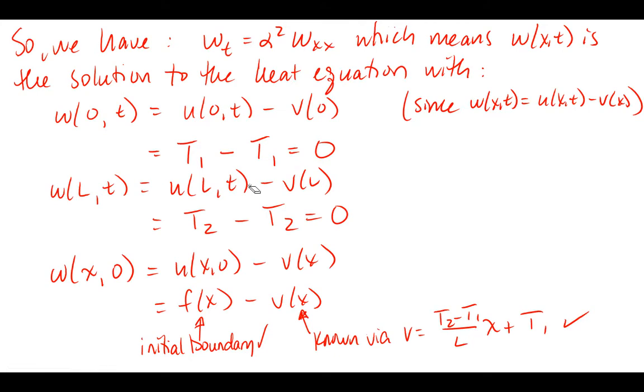So let's read this from top to bottom. First of all, w has to satisfy the heat equation PDE. W has 0 temperature on both ends. And the initial temperature profile for the w problem is simply the difference of the initial temperature profile for the u problem minus, once again, this v function. All right?